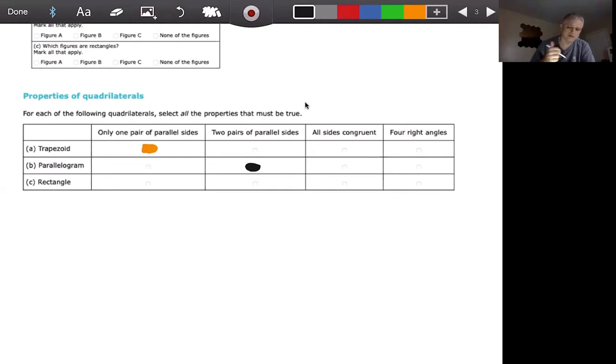Then finally, rectangle. Well, a rectangle is a parallelogram, so you have to say it has 2 pairs of parallel sides. Does a rectangle need all sides congruent? No. Does it need 4 right angles? Yes, that is a rectangle. So hopefully you're good there. Okay, let's move on.